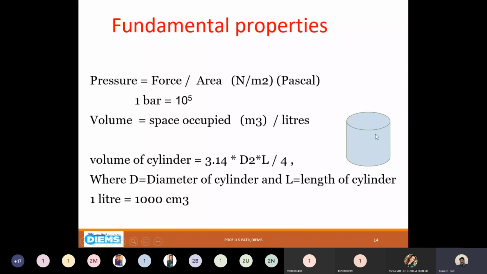So we can measure the volume of any regular body. It may be a cylinder, it may be a cube. If you see, fluids generally flow through pipes, and pipes are cylindrical in shape. If we take the example of a water pipeline, we can calculate how much water is flowing per unit time through a pipe by calculating the volume of the pipe.